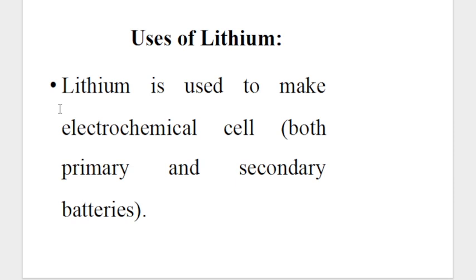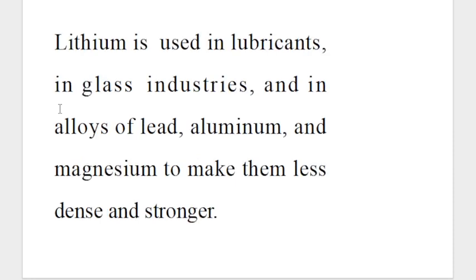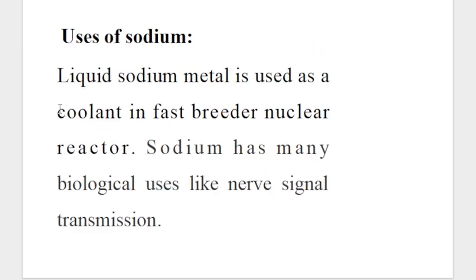What then are the uses of some of these metals? Lithium is used to make electrochemical cells, both primary and secondary batteries. Lithium is used in lubricants, in the glass industry, and in alloys of lead, aluminium, and magnesium to make them less dense and stronger. What then are the uses of sodium?